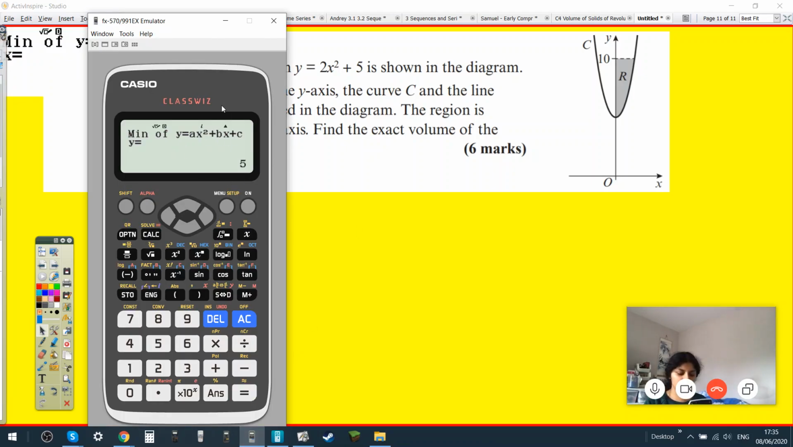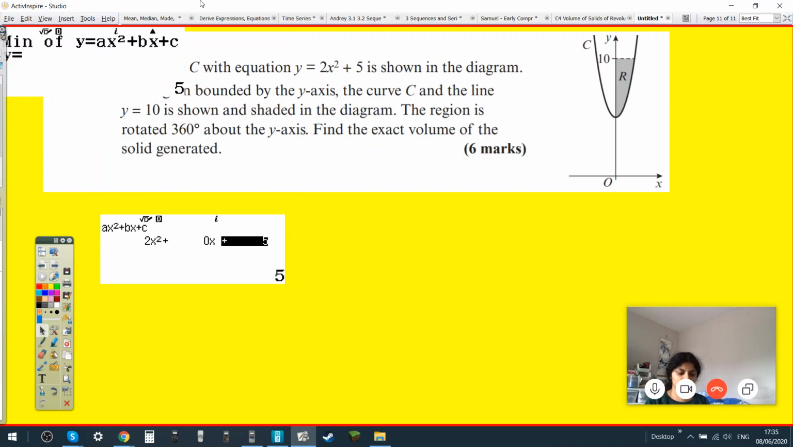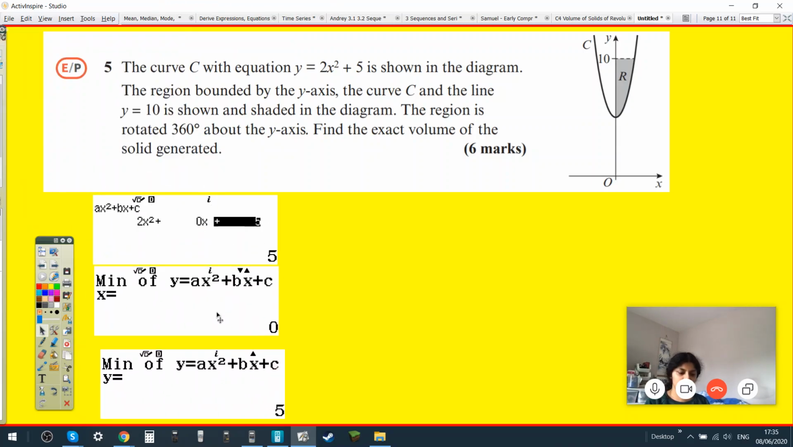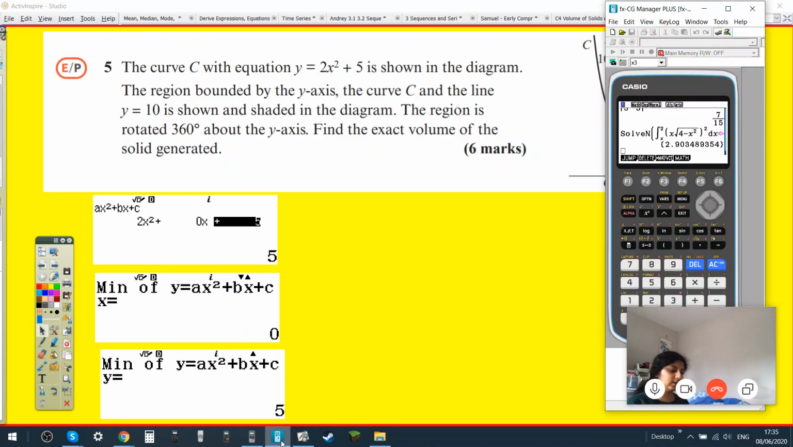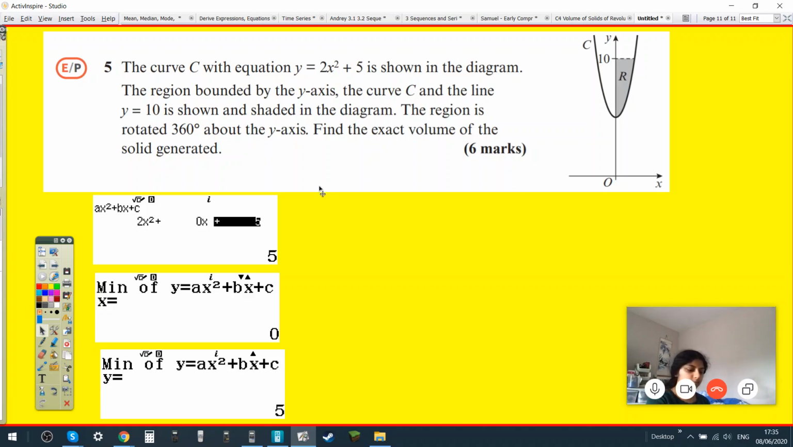What does it say? 5. You don't have this calculator at all. You just have the graphical one, is it? Yeah, I just have one. Graph it. I could just graph it, and it says 0, 5. Graphical solve, minimum. Or 10 and 5.